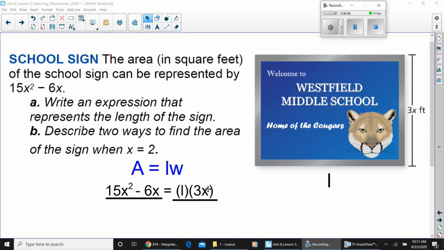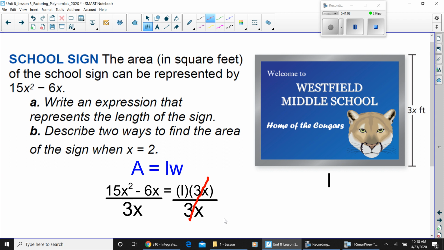And if you said that, well, think about it. How would you get this 3x to cancel and then L be left alone on this side right here? So if you said divide by the 3x, you're correct. You're dividing by 3x on both sides, and that's how you would get the L alone. Whatever you want to solve for, you have to divide by everything else that's on that side.